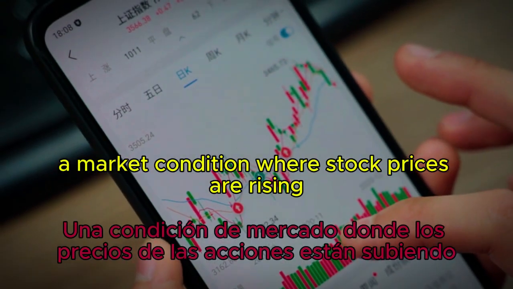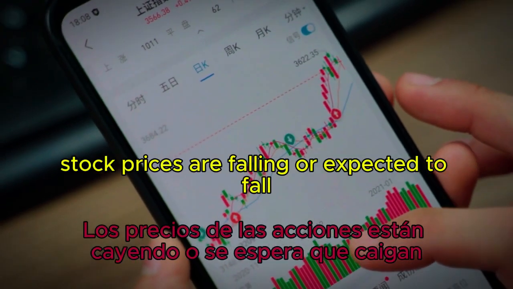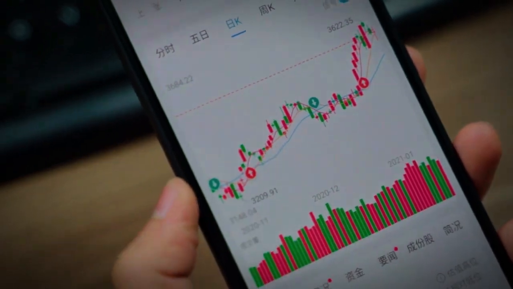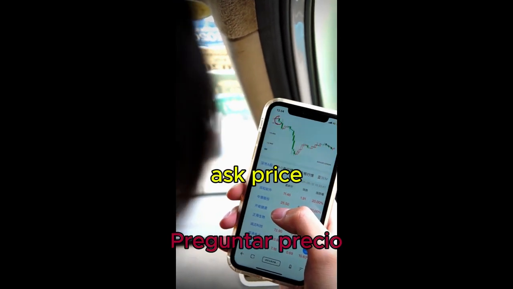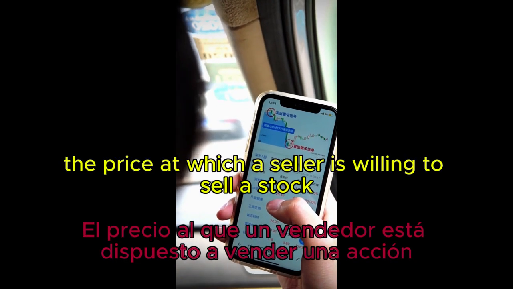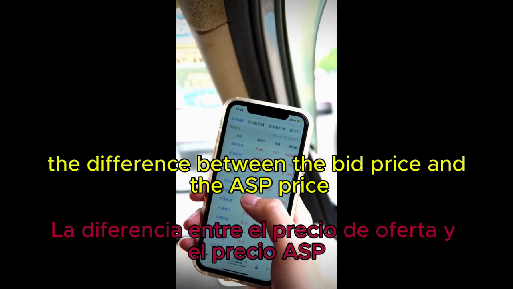Bull market, a market condition where stock prices are rising or expected to rise. Bear market, a market condition where stock prices are falling or expected to fall. Bid price, the price at which a buyer is willing to purchase a stock. Ask price, the price at which a seller is willing to sell a stock. Spread, the difference between the bid price and the ask price.